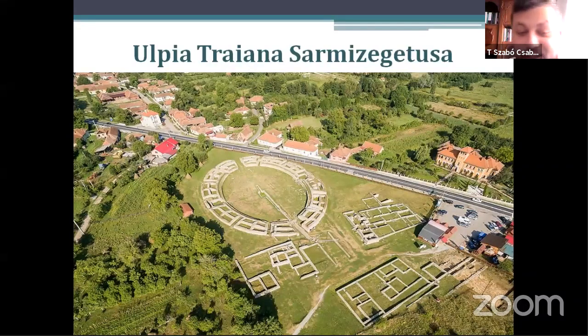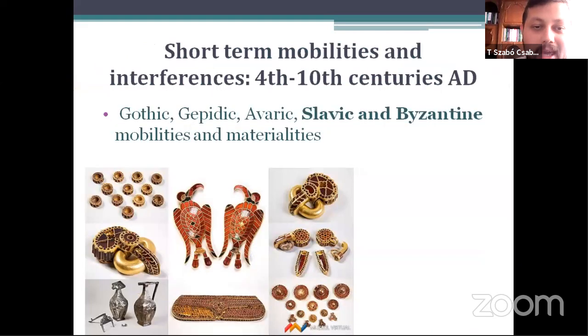There are many archaeological sites you can visit, for example, Porolissum, and also Ulpia Traiana Sarmizegetusa. Of course, they are not like Pompeii or other famous Roman cities preserved perfectly, but they represent a very important heritage in local tourism, and hopefully in the future they will be transformed into a cultural value.